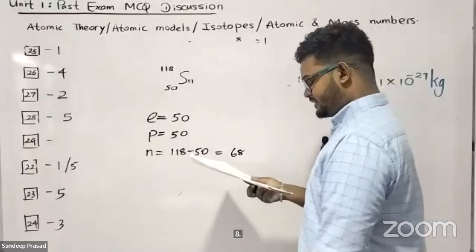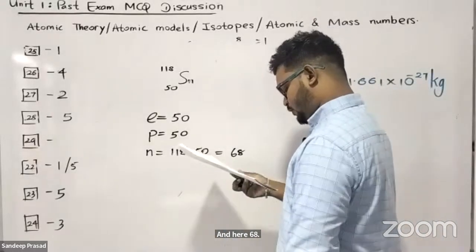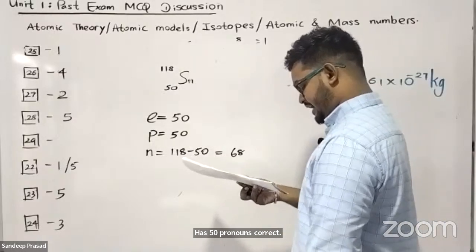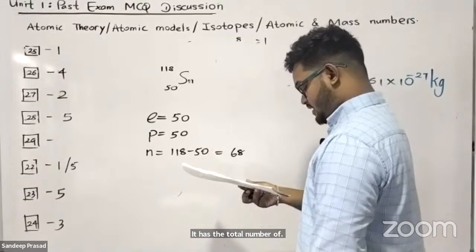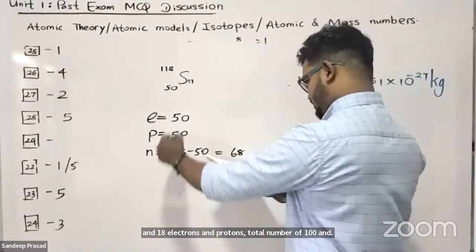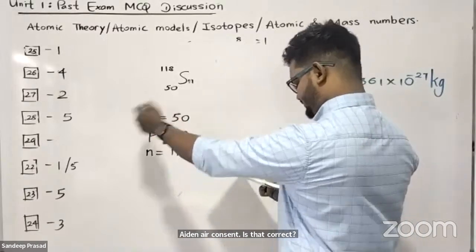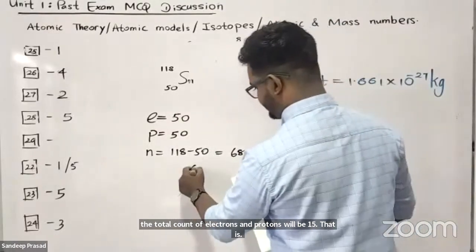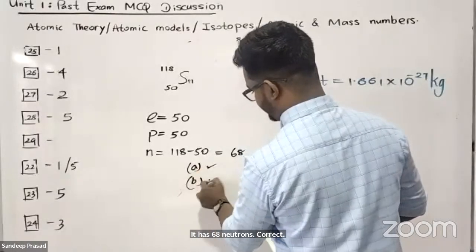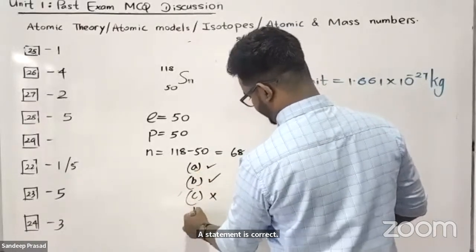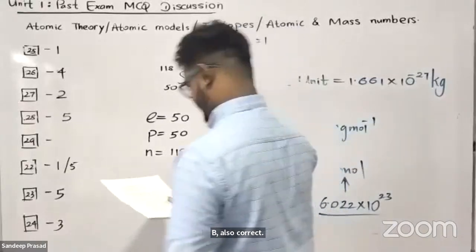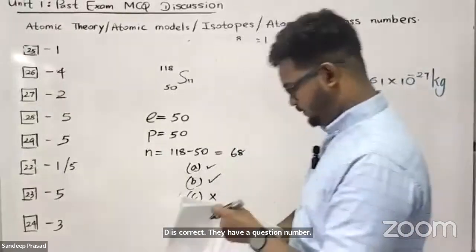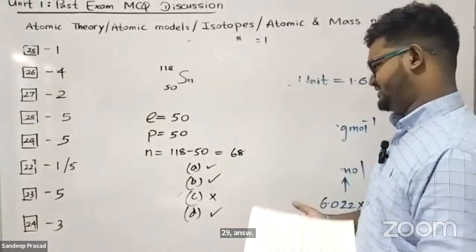It has 50 electrons, correct. It has 50 protons, correct. It has a total number of 118 electrons and protons. Is that correct? The total count of electrons and protons will be 50. That is wrong. It has 68 neutrons, correct. A statement is correct. B also correct. C is wrong. D is correct. Therefore question number 29, the answer is option 5. Go to the next page. Those things are very easy.